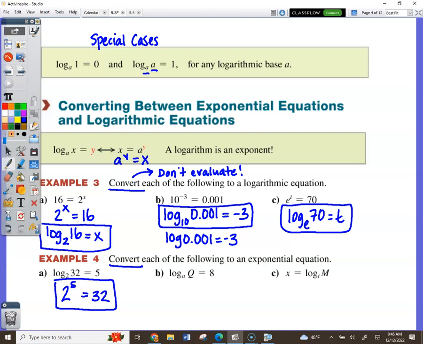You've got to be able to do this to be able to do 5.5. Okay, this directly ties into 5.5, so make sure you understand this. What would the base of the exponent be here? A, what's the power? And then equals Q.